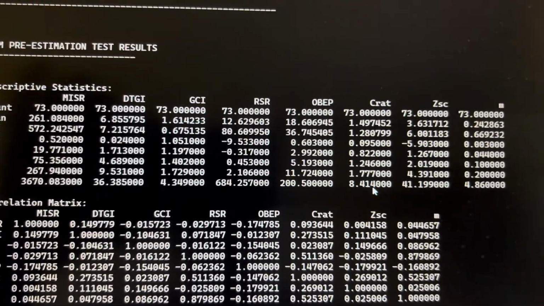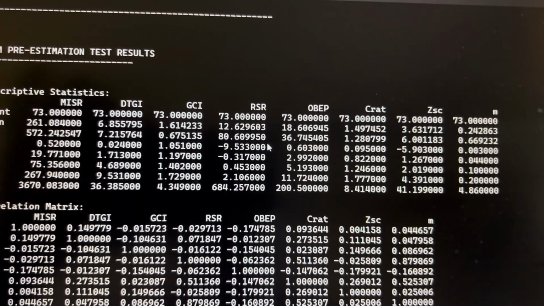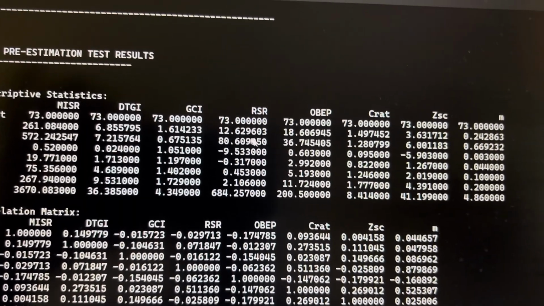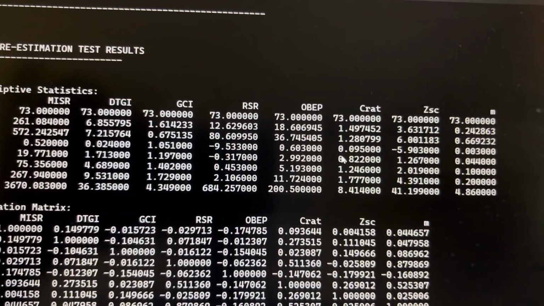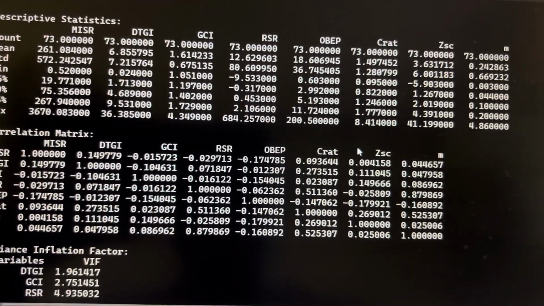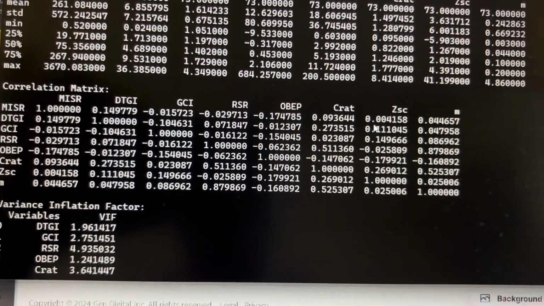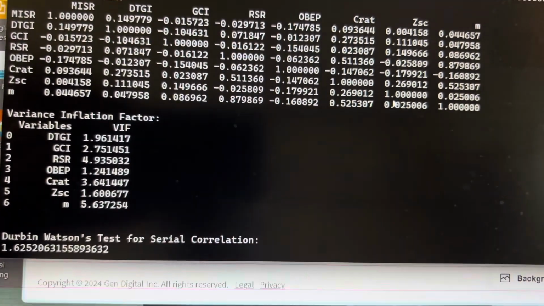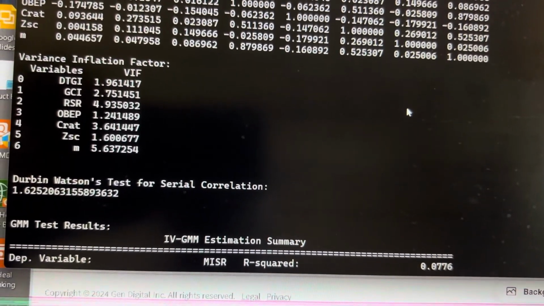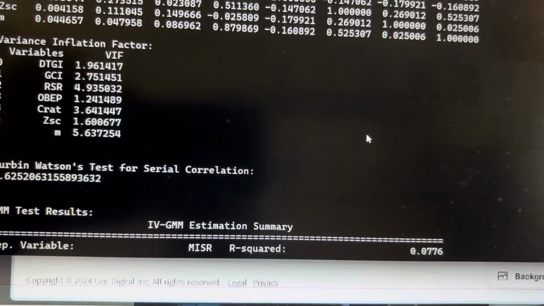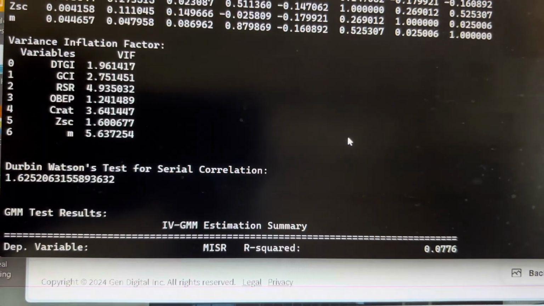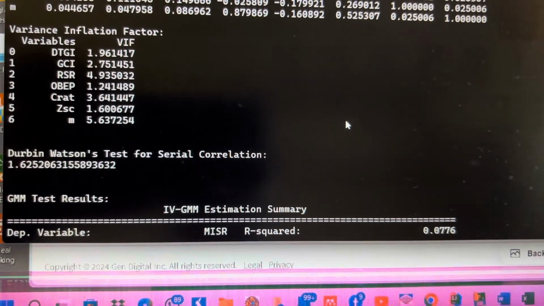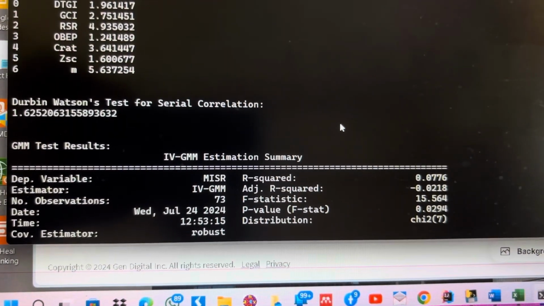Now, this is the pre-estimation results showing everything that we have been able to do here. You can see the correlation matrix is also there. And then the variance inflation factor. And of course, we have the Durbin-Watson test for serial correlation. It's also there. And I think it's moderately correlated.